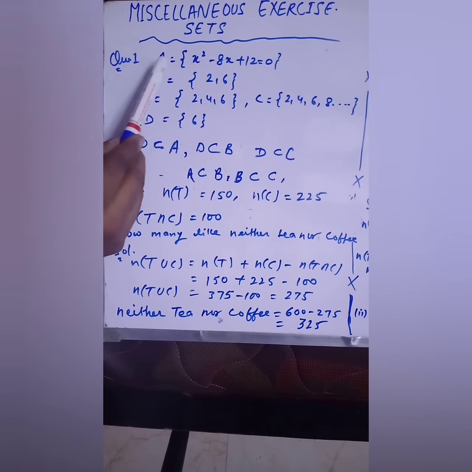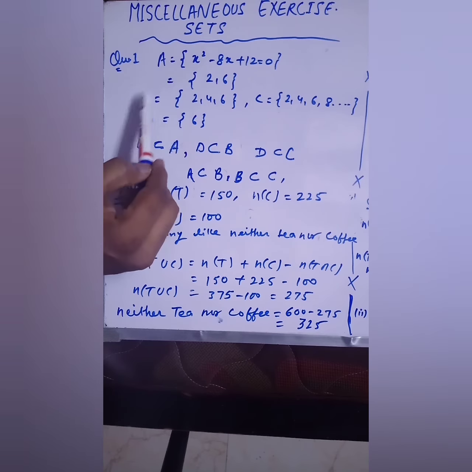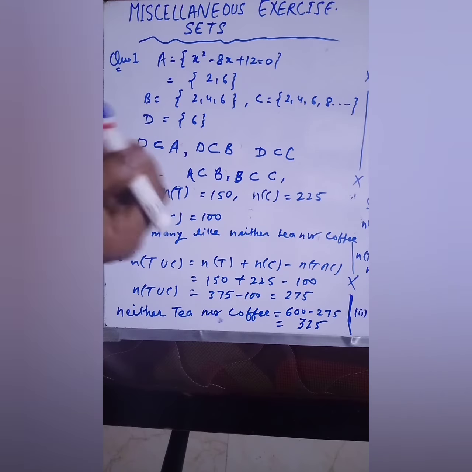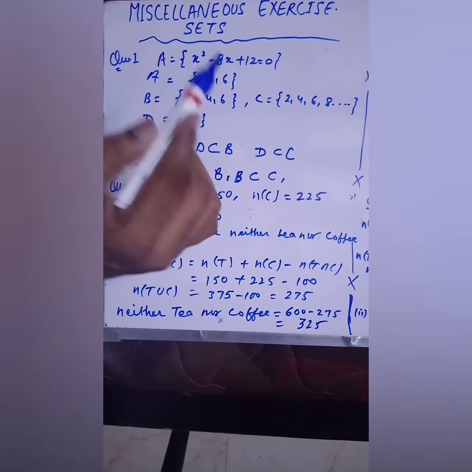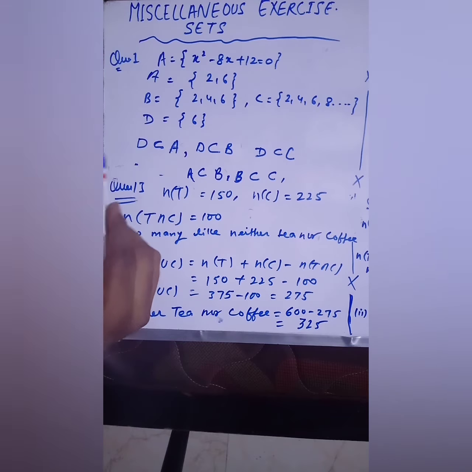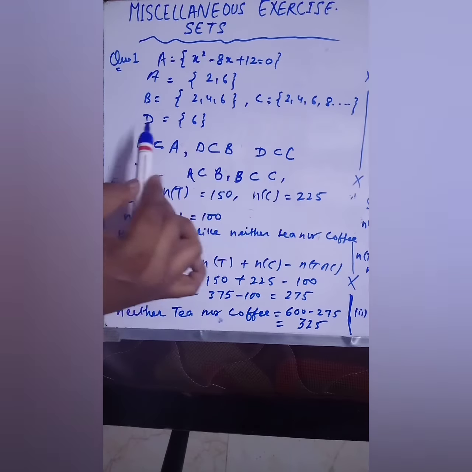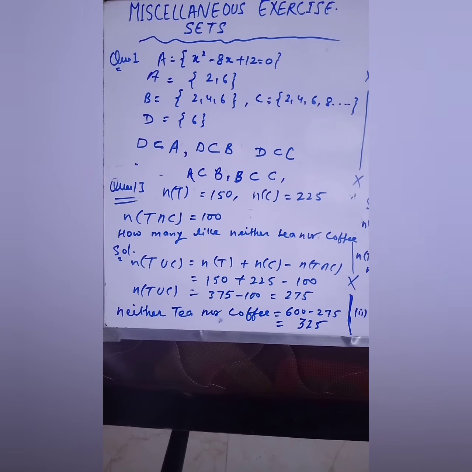Here set A is given to you, and when you do the middle term splitting of this, you will get 2, 6. These are the solutions of this equation. That means your A will be 2 comma 6. So these are the elements of set A. Similarly, set B is given to you, set C is also given, and set D is given. Now we have to find the subset of the following sets.